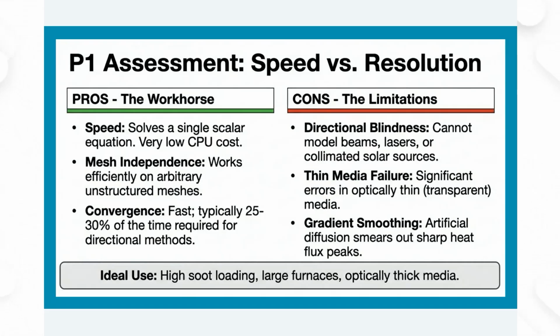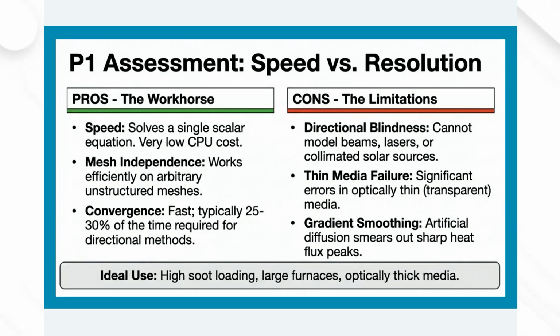It is also quite robust regarding mesh. So we call this mesh independence, where it works efficiently on messy, arbitrary, unstructured polyhedral meshes, which is what you will probably use in your complex geometries. And ultimately, it is stable as well in terms of convergence, because P1 typically reaches the solution in like 25 to 30% of the time required compared to FV-DOM.